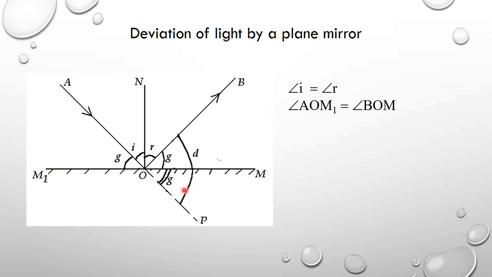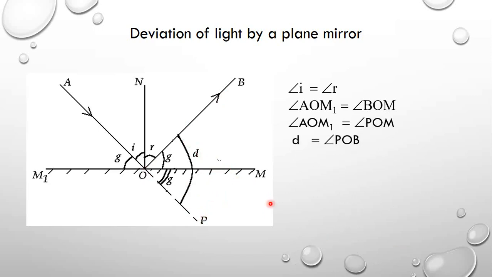So if this is G, then this is G. And also if this is G, then this is G. That's why, since we have said that this angle AOM1 is equal to the angle BOM, this is G and this is G. And this angle D, which is the angle of deviation, can be got as the angle BOP.